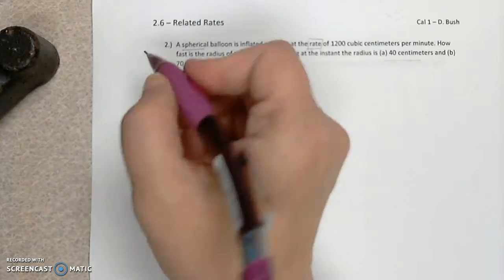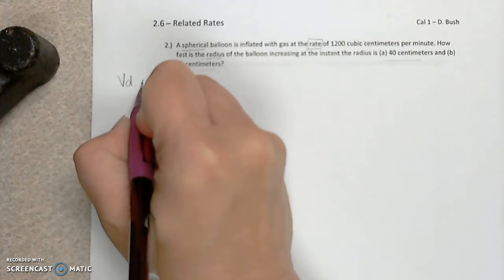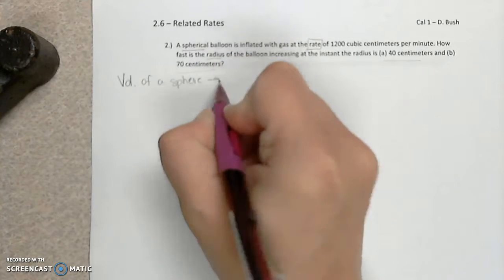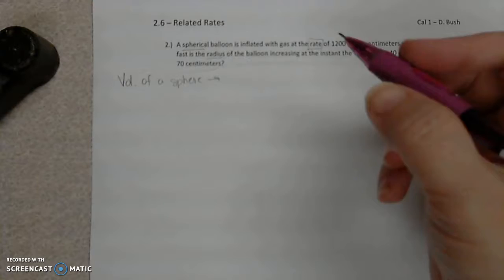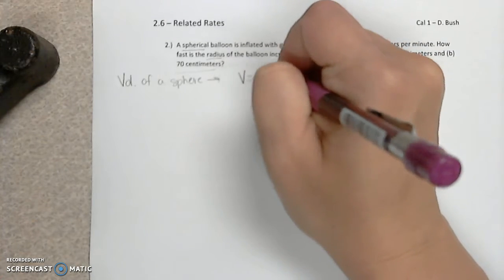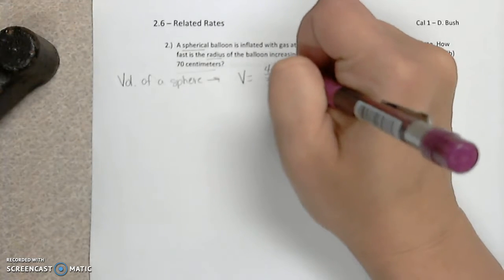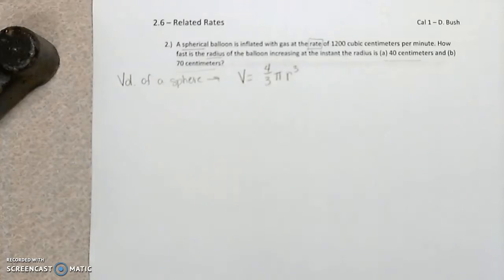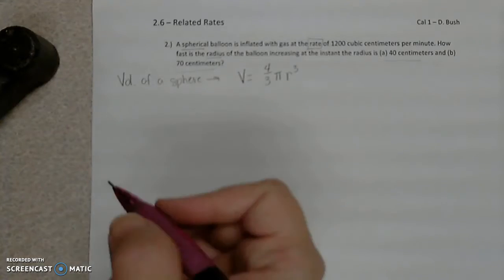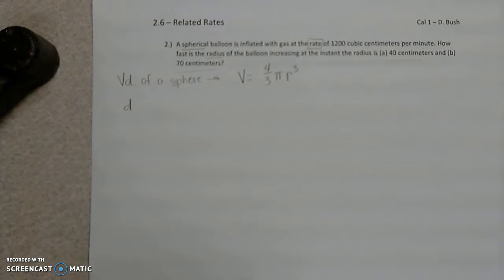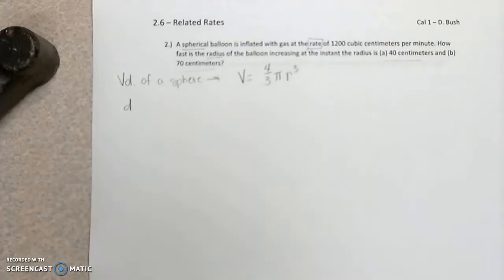Alright, so if we're thinking about a sphere, once again we're thinking about volume. So if I'm looking at the volume of a sphere, I need to find the formula for that. And the formula for the volume of a sphere is volume equals 4/3 pi r cubed. Let's go ahead and take the derivative because we know we're going to need to eventually. Then we'll go back and look and see what rates we have.